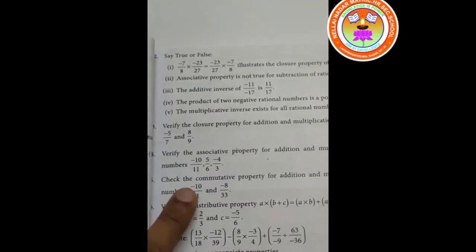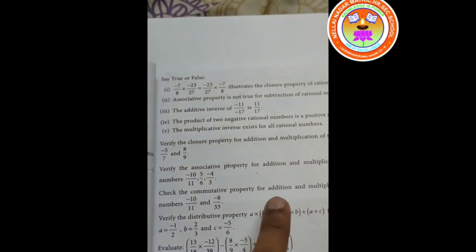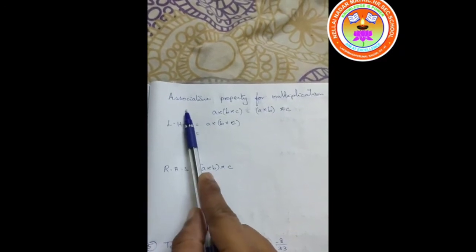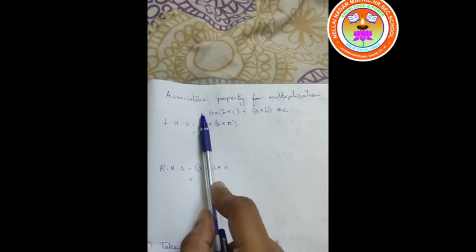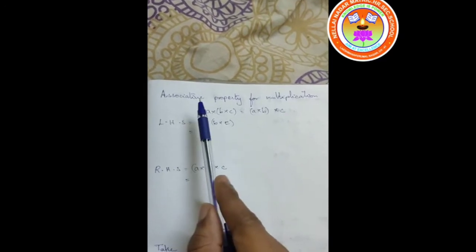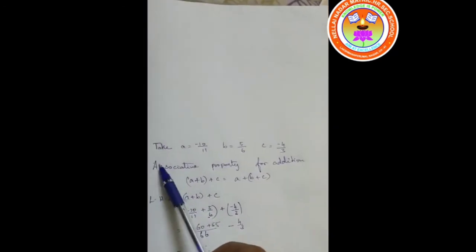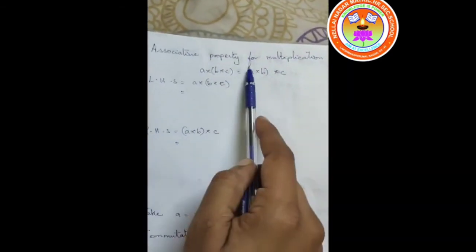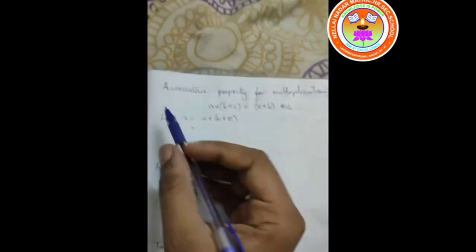Now we will move on to the fifth question. Check the commutative property for addition and multiplication of the rational numbers minus 10 by 11 and minus 8 by 33. Oh yes, we have completed the associative for addition. Multiplication is there, so we have to complete this first, that is the fourth question, then we will move on to the fifth. After completing the first half, associative property for addition, you copy down this one, associative property for multiplication, continuing from that one.